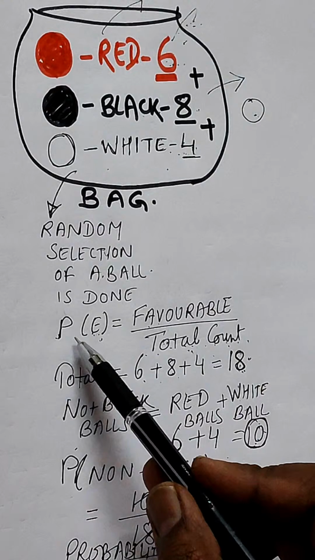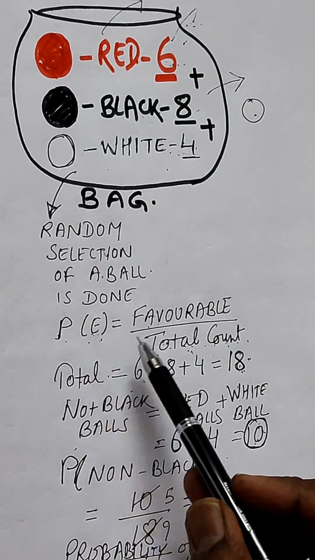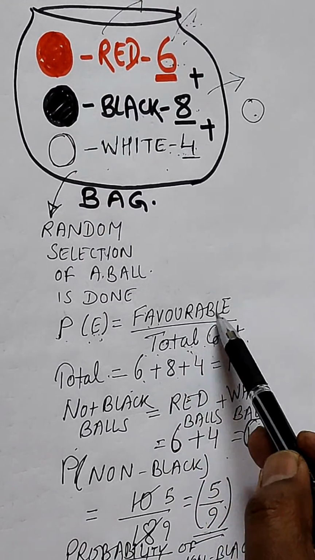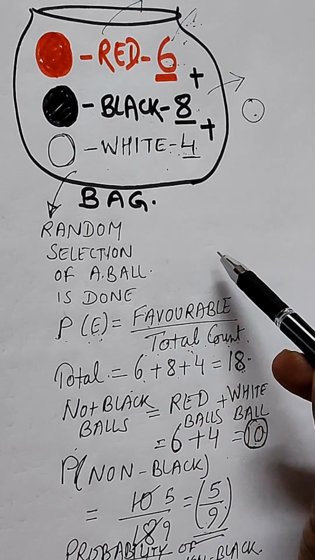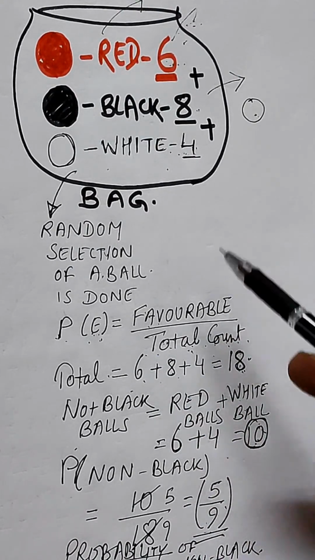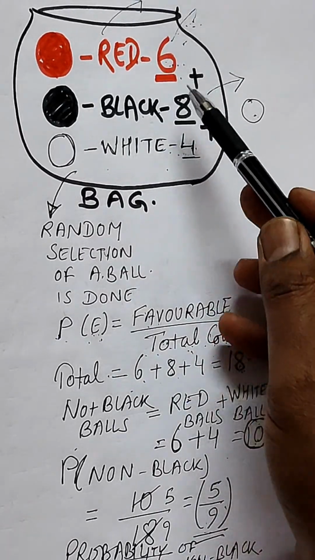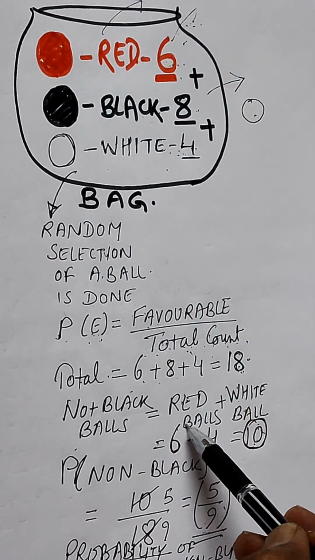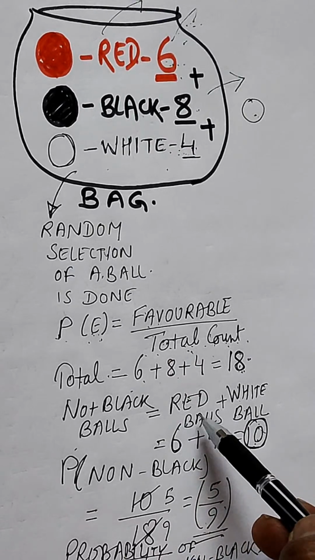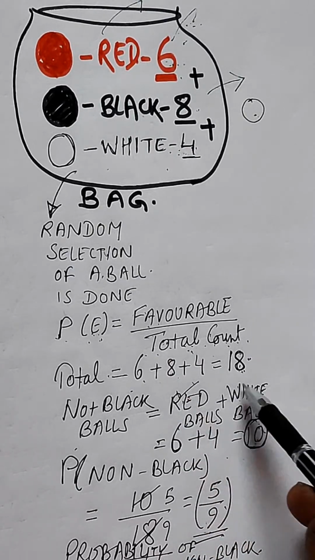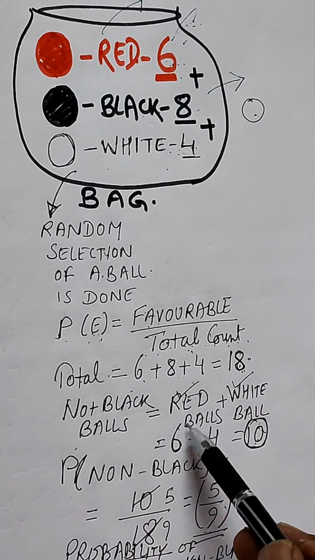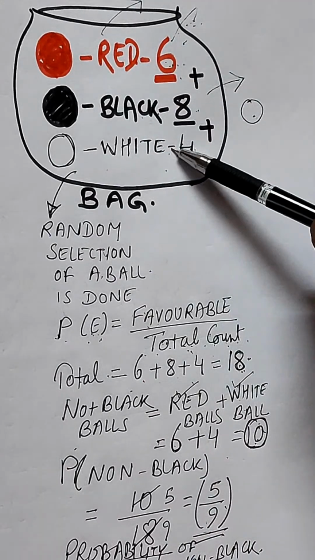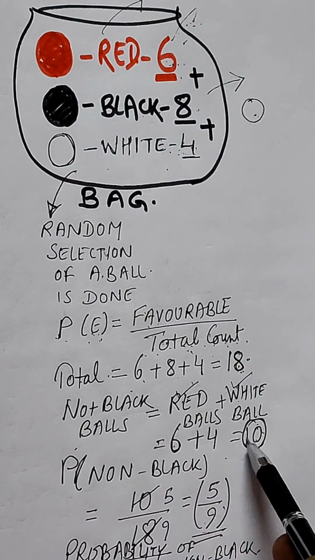So we know that the probability of a favorable event is the favorable count of that event divided by the total count. So how can it be favorable? When you are getting a non-black. And when you are getting a non-black, it can be white, it can be red. So just add the red and white balls. This will give you your favorable event. When you are getting a red ball, this is your favorable event. When you are getting a white ball, this is your favorable event. So these 6 and 4, that means the count of red and white is added. This will give you 10.